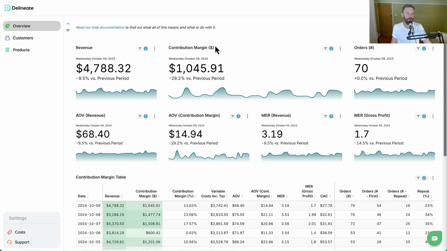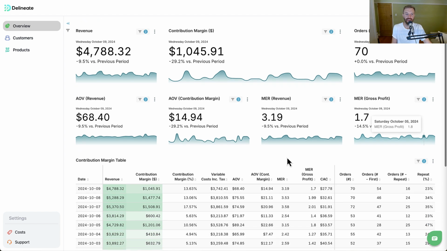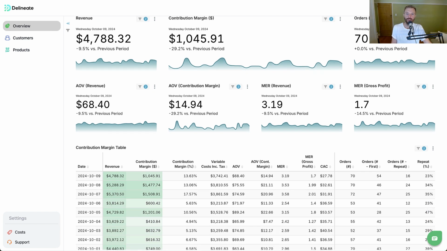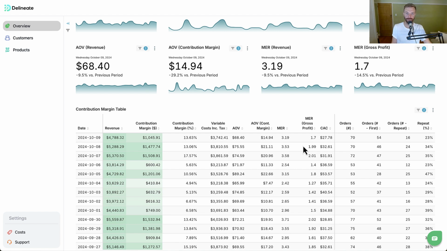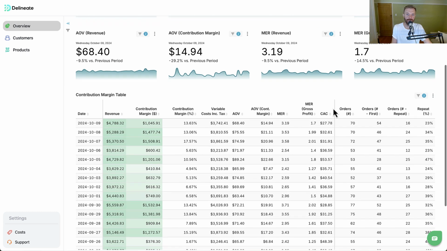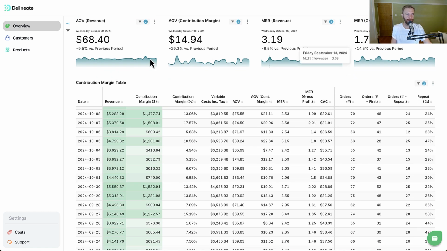So on the dashboard, you'll see your revenue, your orders, your average order value. You're probably familiar with all of those, but you'll also see your average order value in contribution margin terms, showing you that you're making money on a per order basis. It also shows you marketing efficiency ratios, and this is going to give you an idea of whether your marketing spend tends to be producing a positive ROI, both in revenue and gross profit terms. Then down here, we can see all of that in a detailed table showing daily profitability, costs, and first versus repeat order patterns, all on a daily basis and all heat mapped, so you can easily identify if you're making or losing money every single day.